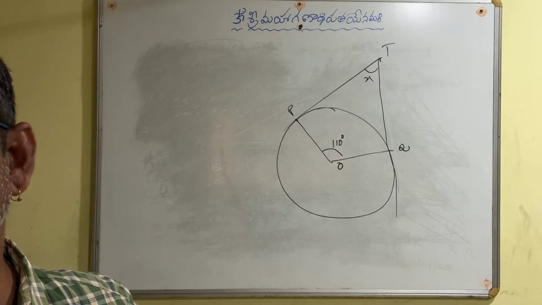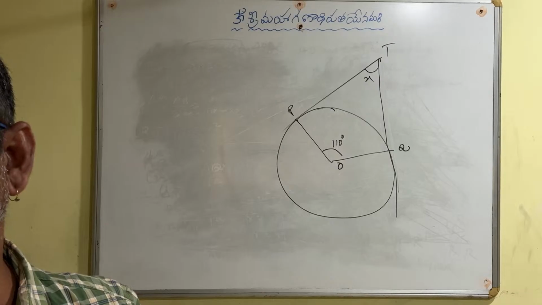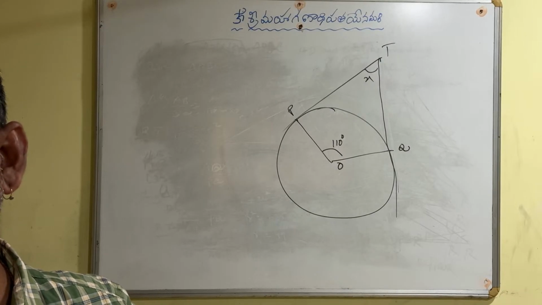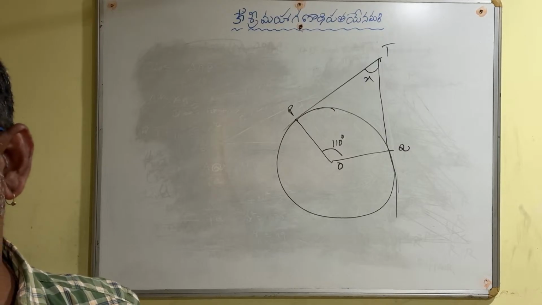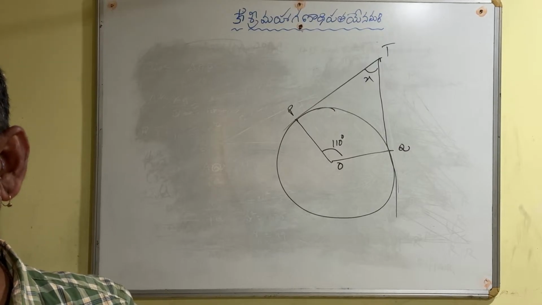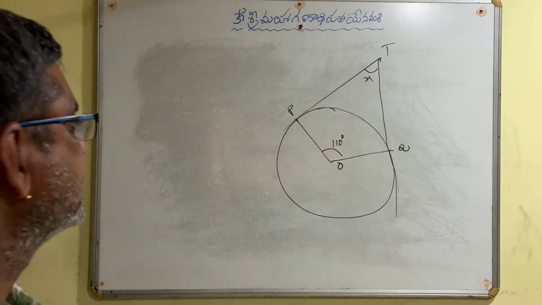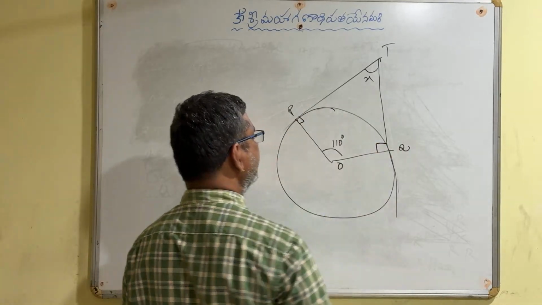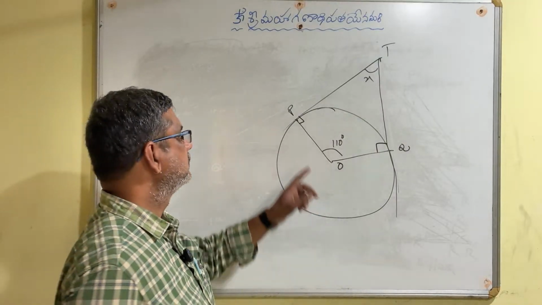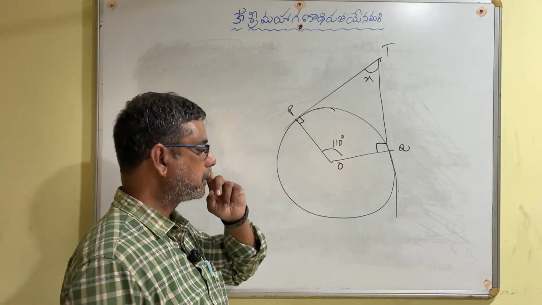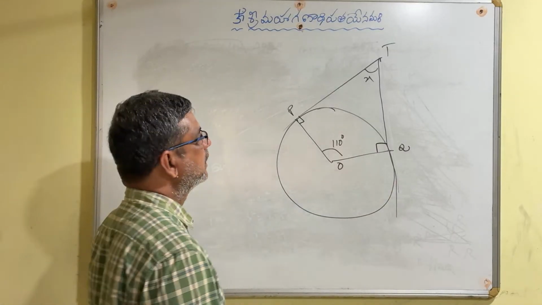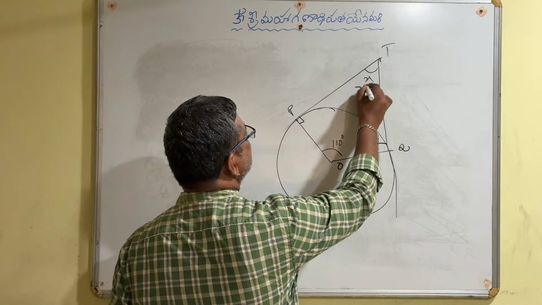Angle O plus angle P plus angle T plus angle Q is 360 degrees. Good. So this angle is 90, and this is 90. So 90 plus 110 is 200, and 290. Then automatically this will be 70.